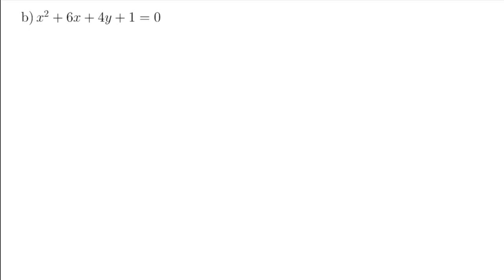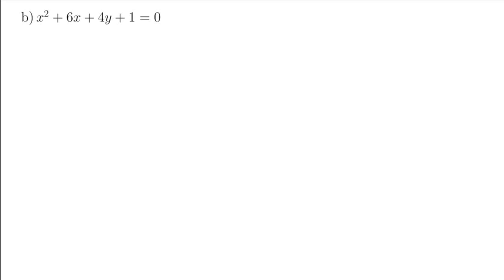So first we actually have to do some manipulating and get this equation in the form we want it to be in, so we can identify the vertex, which direction it opens, those sorts of things. So we have to do something called completing the square. And there are different ways to do this. I'm going to show the way I do it, and if you do it differently, that's totally fine.